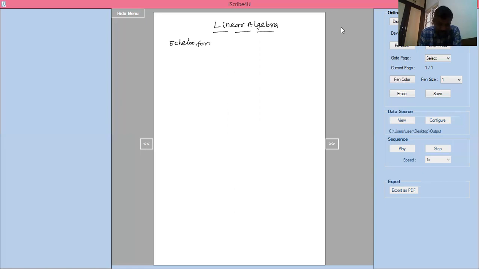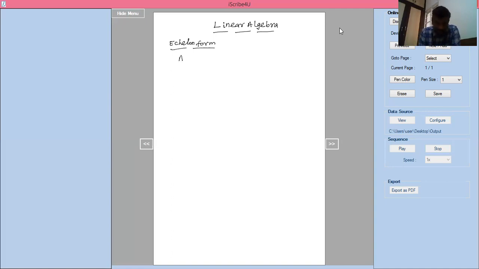Echelon form: they'll give either a 2 cross 3, 3 cross 3, or 4 cross 4 matrix, any matrix, and we have to find the echelon form. You know the row operations, which you learned in the 12th standard. Using these, I'm telling how to simplify echelon form problems.